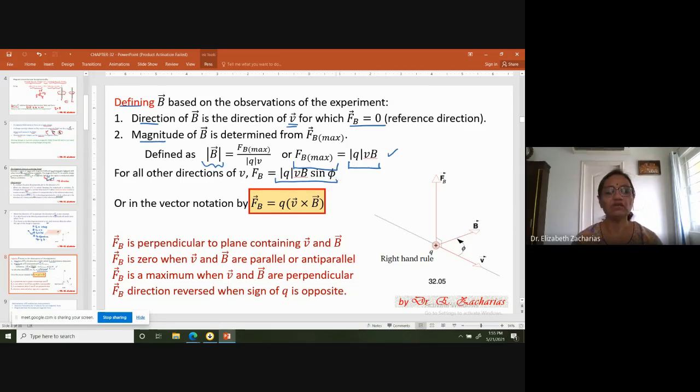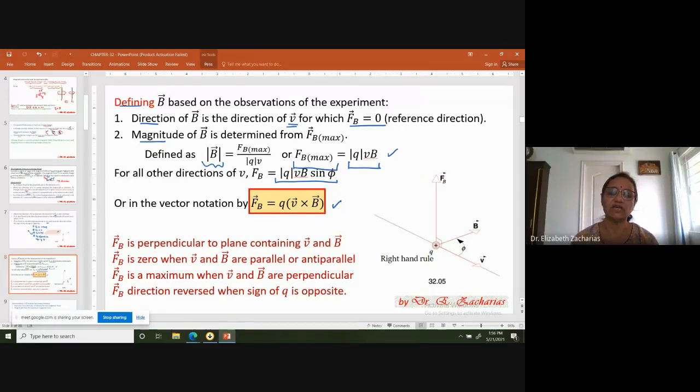Additionally, you know that the magnetic force is a vector, velocity is a vector, and the magnetic field is a vector. Therefore, you write it in vector form as FB is equal to Q V cross B. Okay, so this is how you define the direction of the magnetic field and the magnetic field magnitude. Now try to see whether this obeys all your observations. It will obey all your observations.